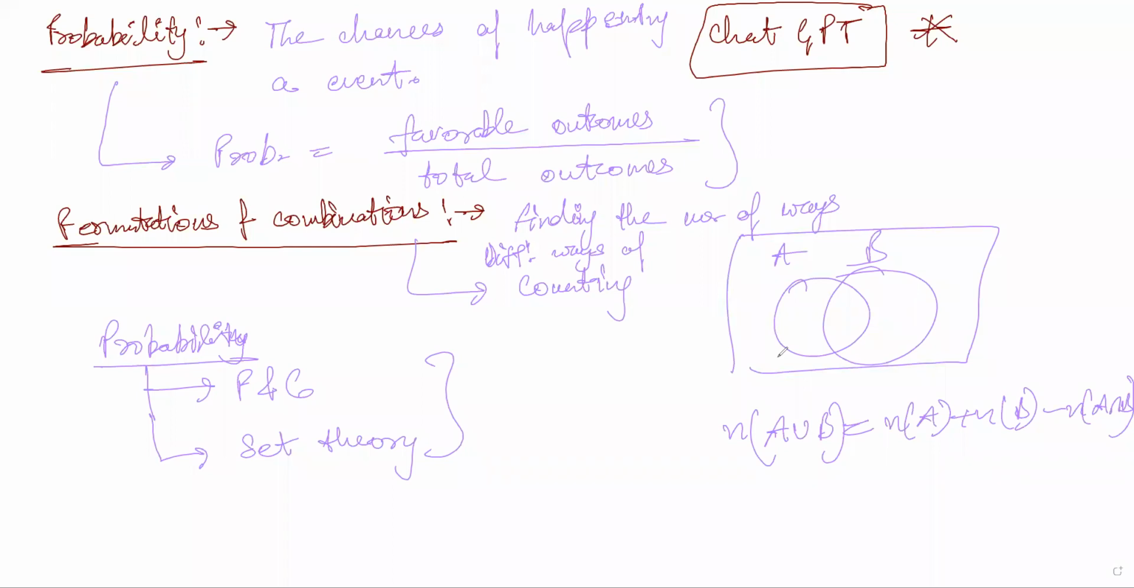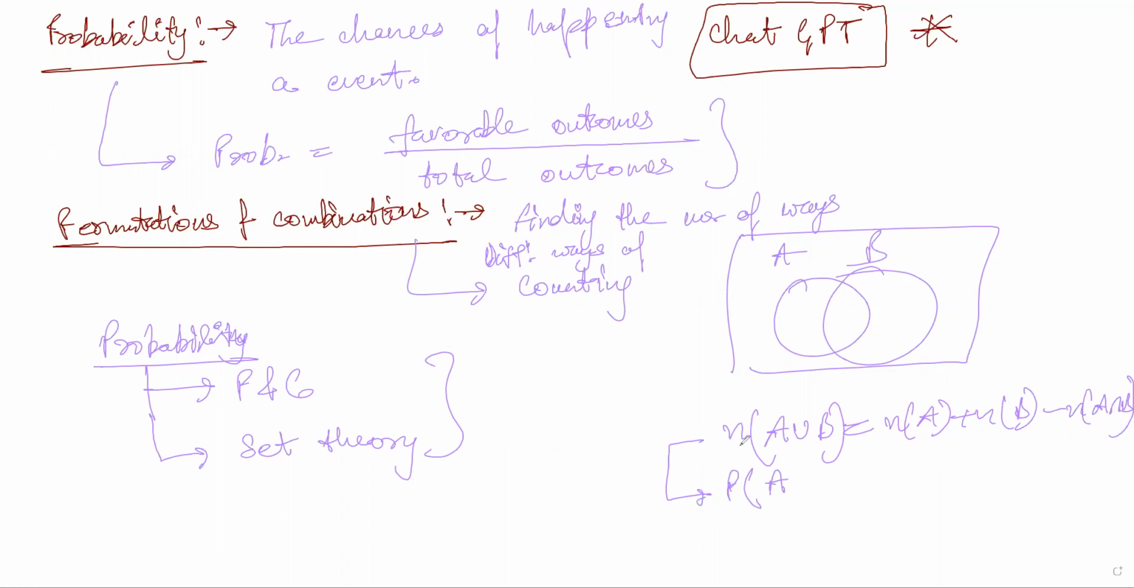Everyone has to revise that as well. So understand these 2 chapters and you will be good to go in probability, because it is based on these 2 chapters only: PNC and set theory. PNC along with the favorable upon total formula. And set theory: every formula you have studied in set theory has the same application in probability. You just have to replace n with P.